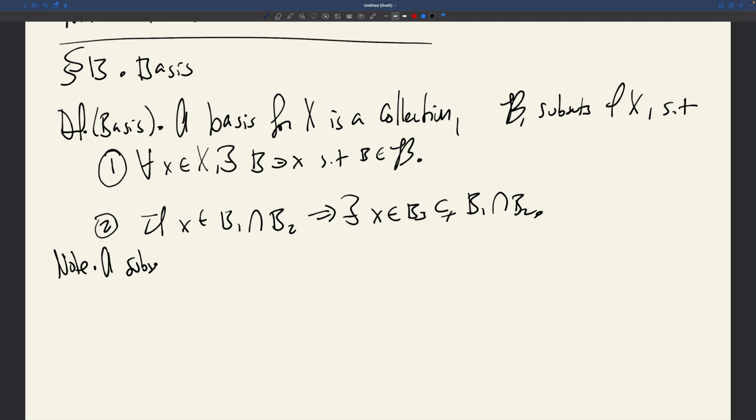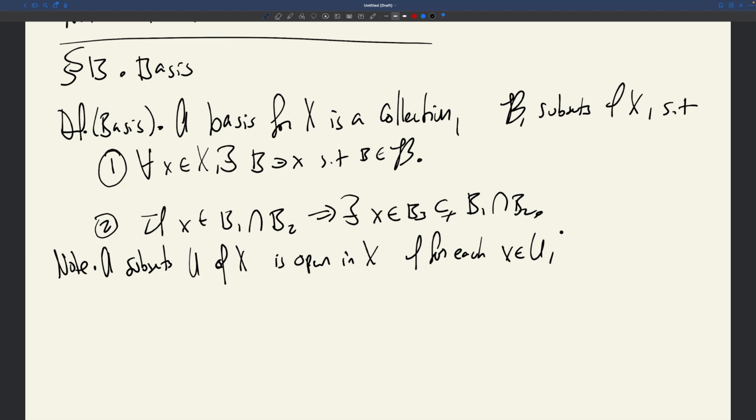A subset U of X is open in X if for each x in U there exists B in our basis set such that x is in B, and B is a subset of U.